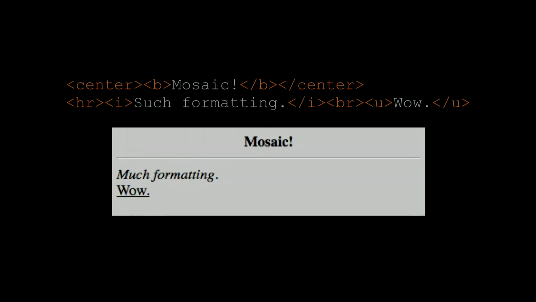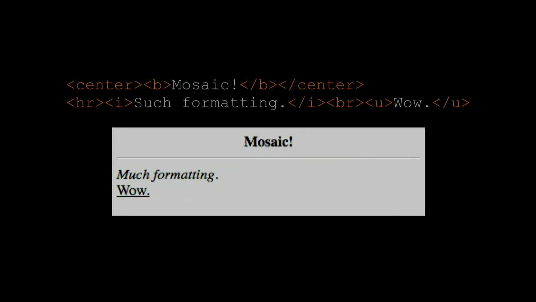Mosaic just added a bunch of new HTML elements like center, BR, B, U, HR, and image, which doesn't do what Celine said. It doesn't tell you anything about this content. It just tells you how to make it appear, and that's gross. That's a gross thing to put in your markup.